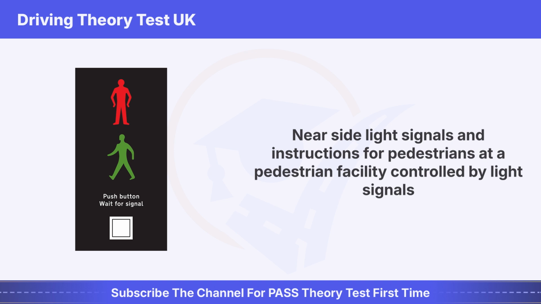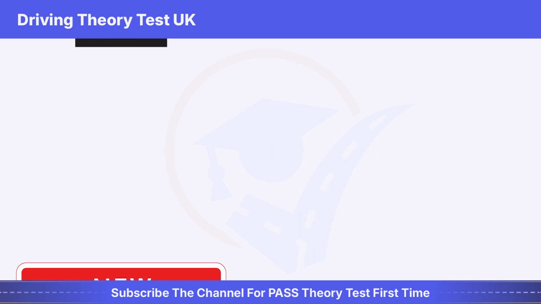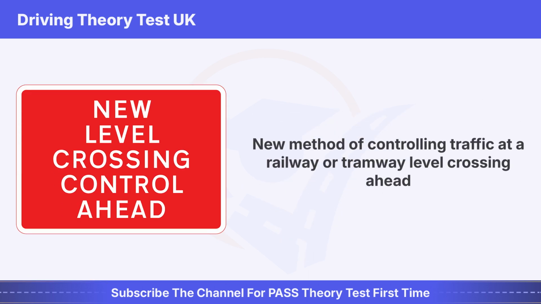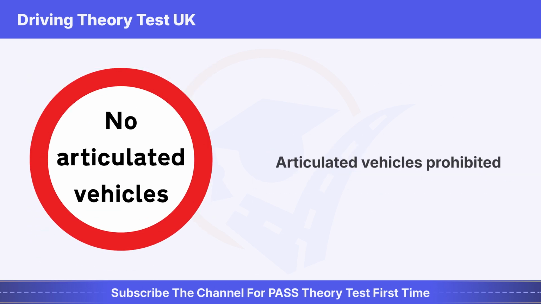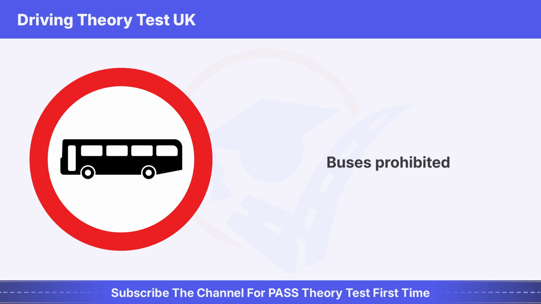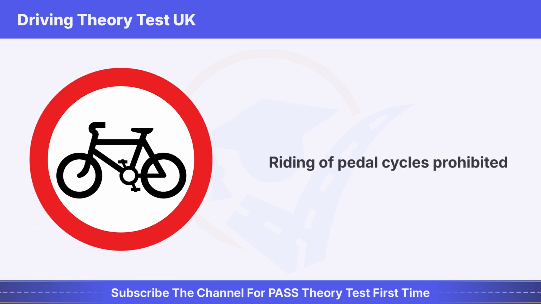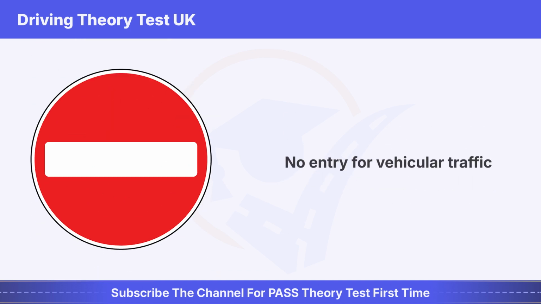Near side light signals and instructions for pedestrians at a pedestrian facility controlled by light signals. New method of controlling traffic at a railway or tramway level crossing ahead. Permanent change to the road layout ahead. Articulated vehicles prohibited. Buses prohibited. Riding of pedal cycles prohibited. No entry for vehicular traffic.